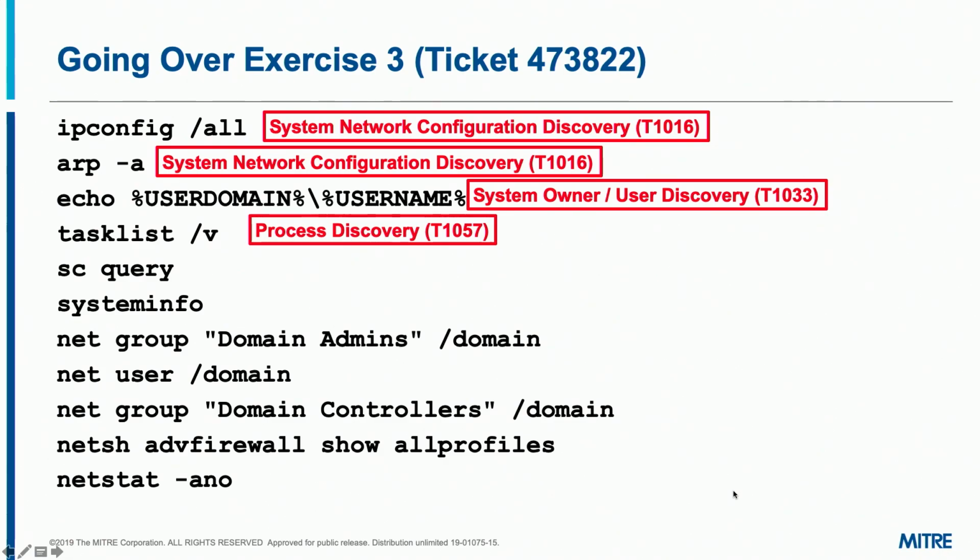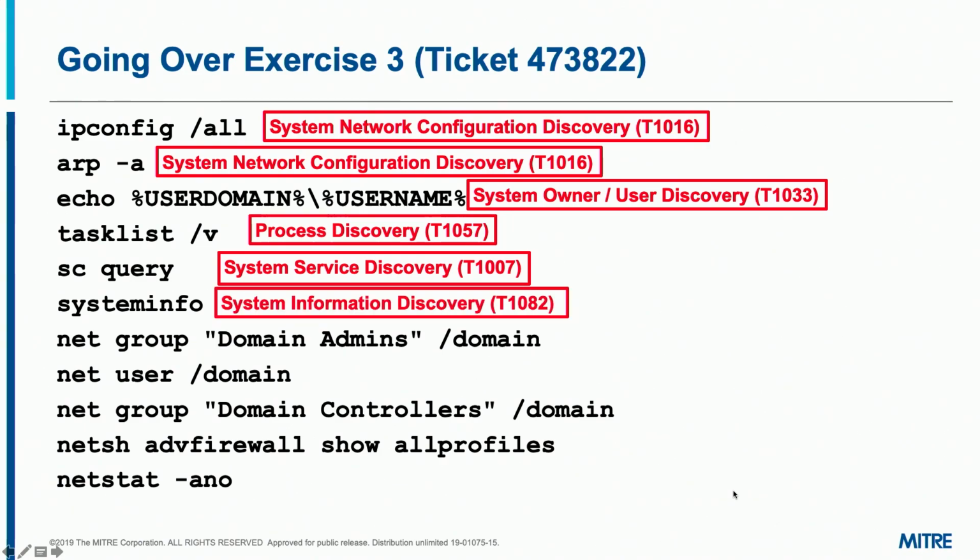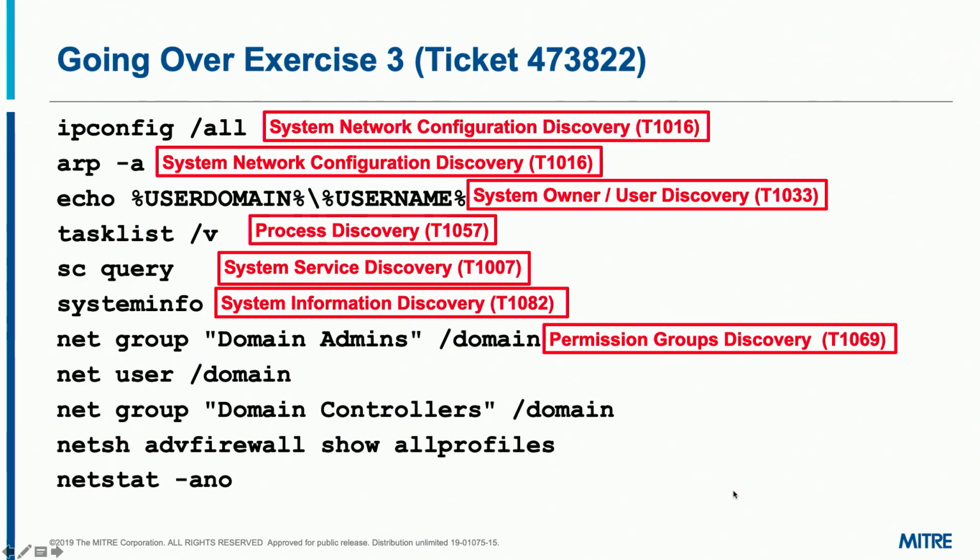tasklist /v is giving a list of processes currently running on Windows. This is Process Discovery. sc query is looking at all the different services running within Windows. This is System Service Discovery. systeminfo is showing a broad set of information about the configuration and patch level of the system. This is System Information Discovery. net group /domain "domain admins" is showing a specific domain group and the members of it. So we would call this Permission Groups Discovery.